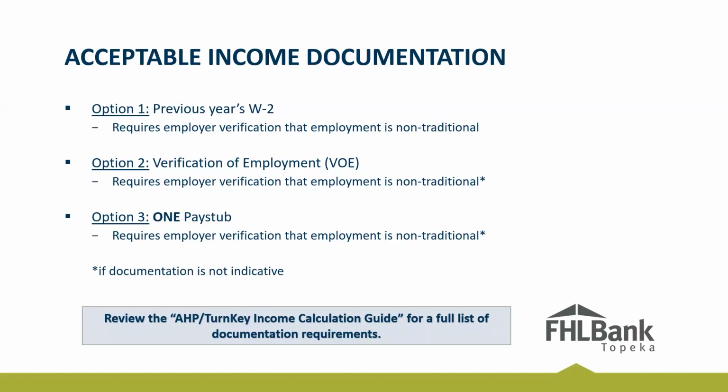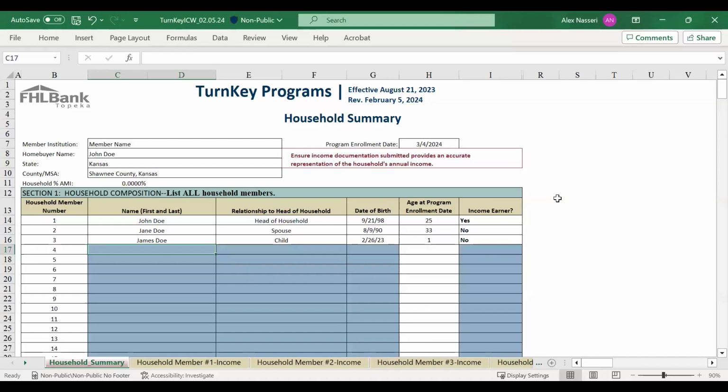There are three options for documentation you can provide: the previous year's W-2, a verification of employment form, also known as a VOE, or a single pay stub. Please note, the income documentation must be accompanied by a verification from the employer that the nature of the employment is non-traditional. Please review the AHP TurnKey Income Calculation Guide for a full list of documentation requirements for each option.